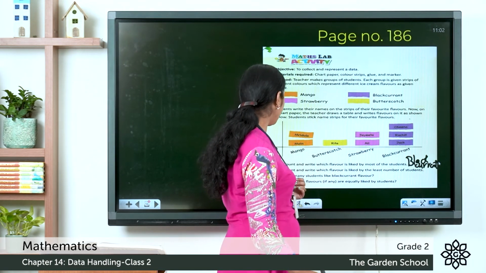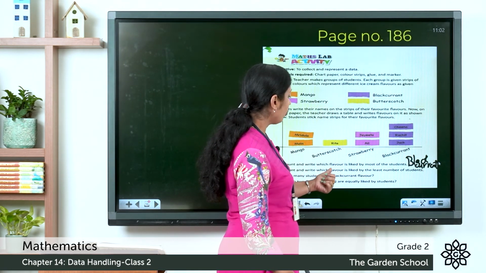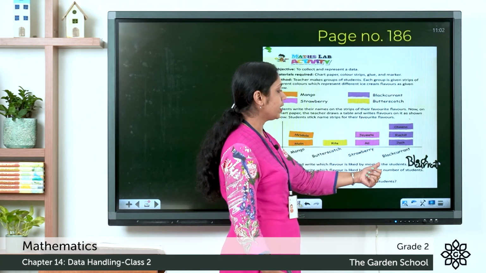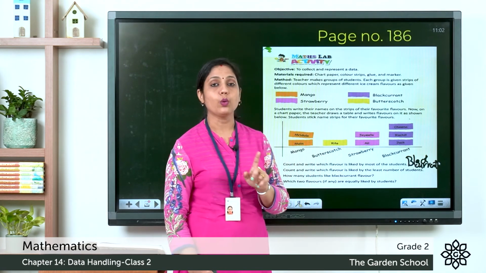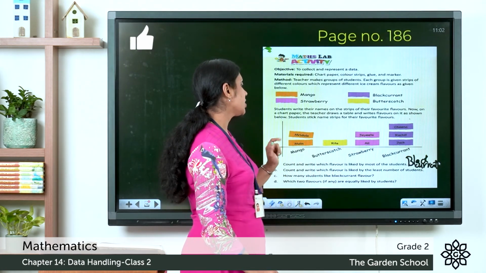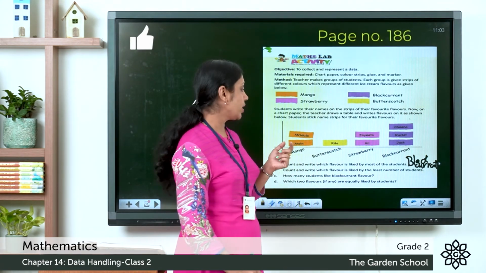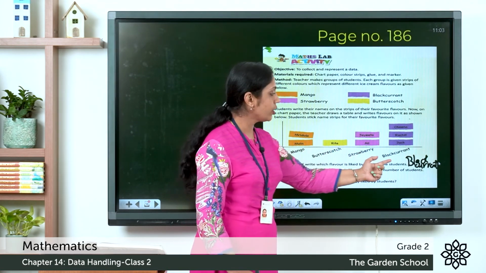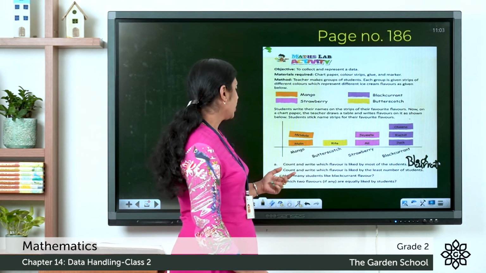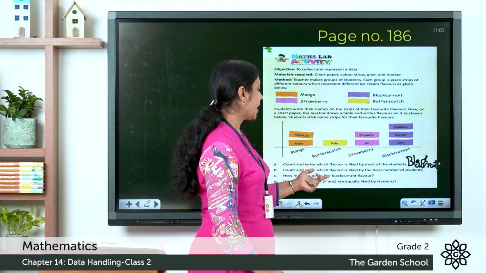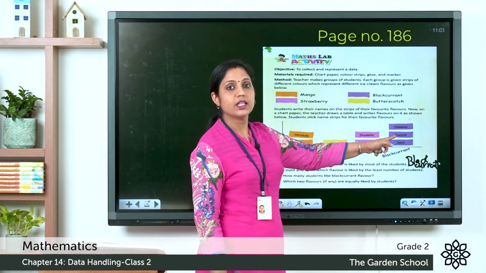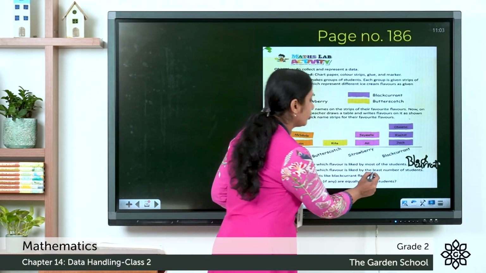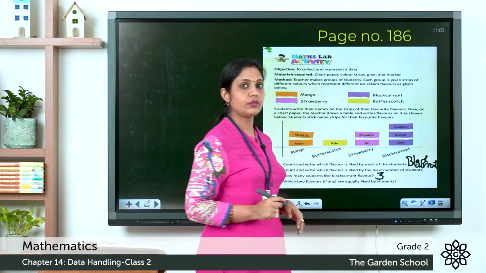Now the second one, B. Count and write which flavor is liked by the least number of students. So you can see butterscotch is liked by only 1 student. So which flavor is liked by the least number of students? It is butterscotch. So you can write it over there, butterscotch. C. How many students like blackcurrant flavor? So look here, how many students? It is 3. So you can write there 3.